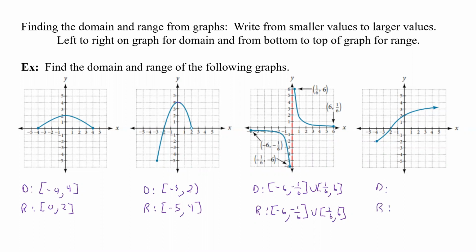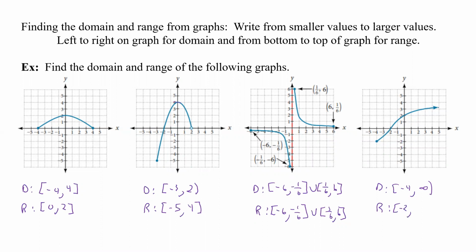Well, our domain, we start here at -4, it's included. And we go all the way, and guess what? It just says keep going that way. So it's just from -4 to infinity. Okay, well, but our range? Well, it starts here, and that's the first point. So that's a -2, it's included.